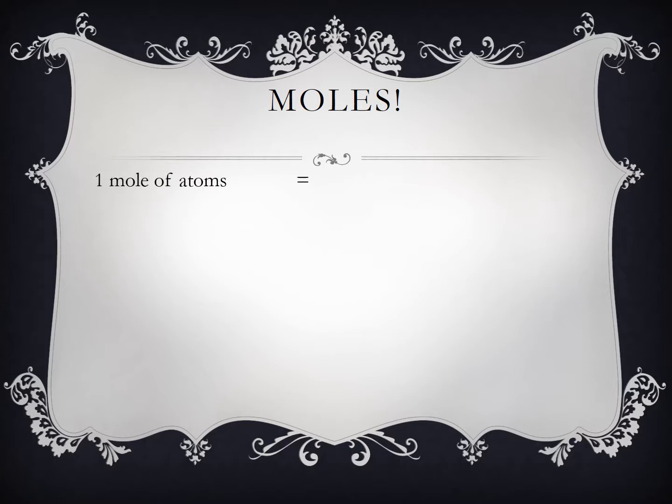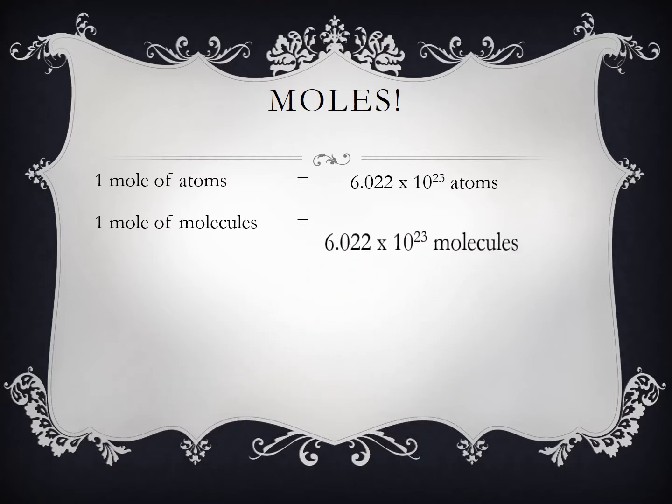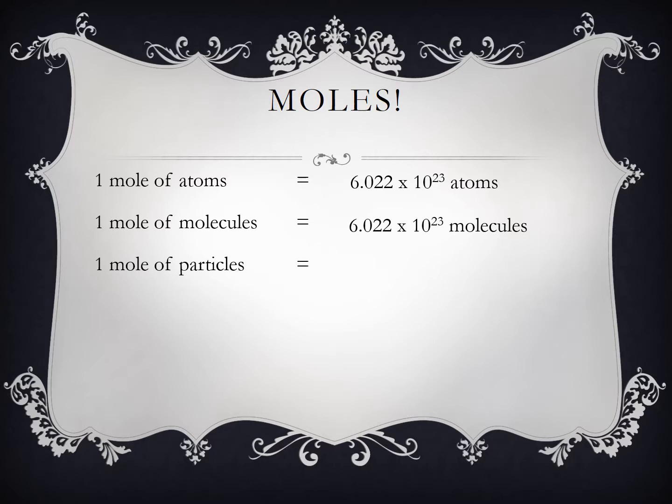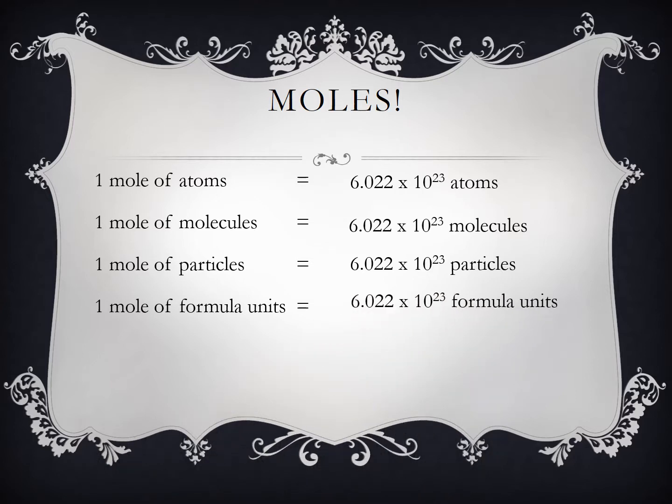So a mole of atoms would have 6.022 times 10 to the 23 atoms in that substance. If you had a mole of molecules, same thing. It would be 6.022 times 10 to the 23 molecules. And so forth with particles, same thing. Formula units, same thing. Anything really, if you had a mole of substance, mole of something, it would be 6.022 times 10 to the 23 of those somethings.